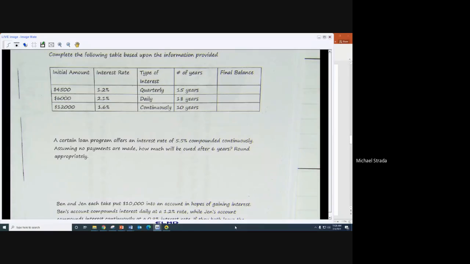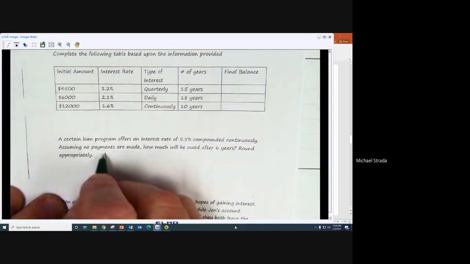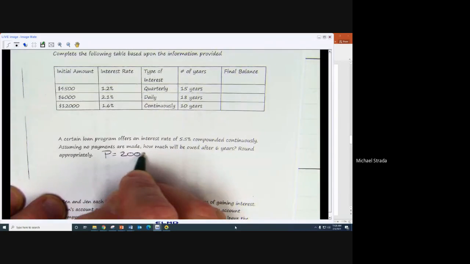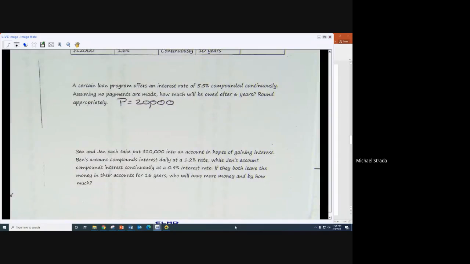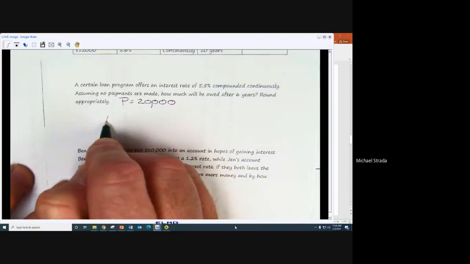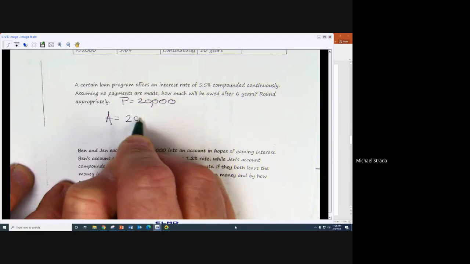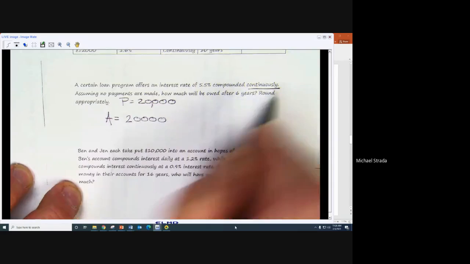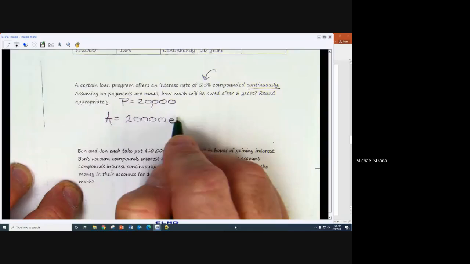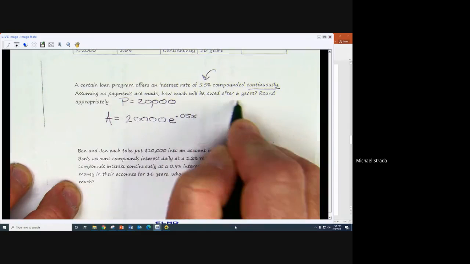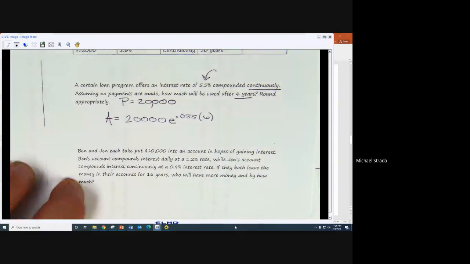For the second problem underneath, assume, number one, that P is 20,000, because it's not there. For the remaining problems after the table, all I expect to see is your formula. So for example, this one: A equals the P, which is 20,000. Since it is continuous, we're using Pert, so that would be e. The rate is 5.5%, so that's 0.055, and then T is 6. Whatever your answer is, that's all I need to see for work.